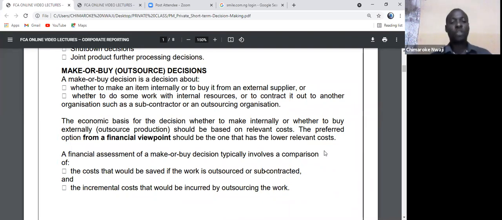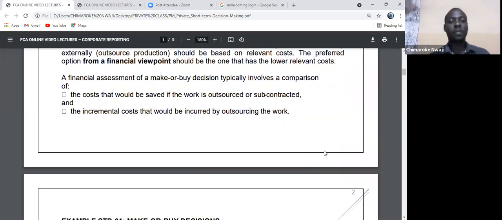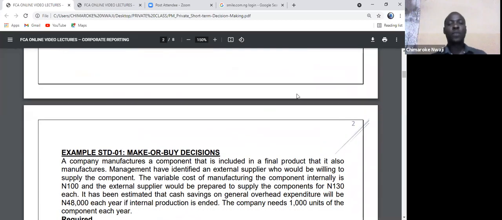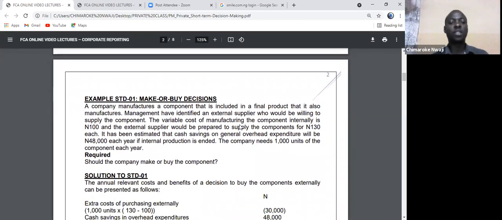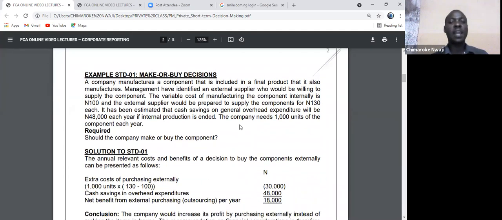All right, so let's look at one example here to see how we can solve a make or buy decision. Now look at question number STD 01.